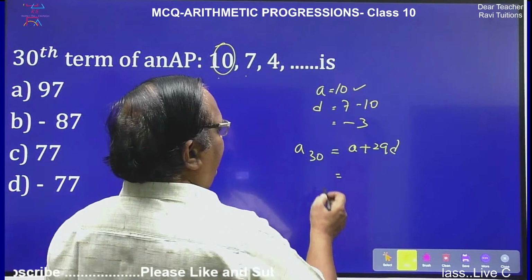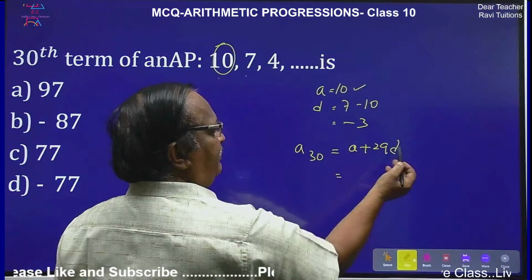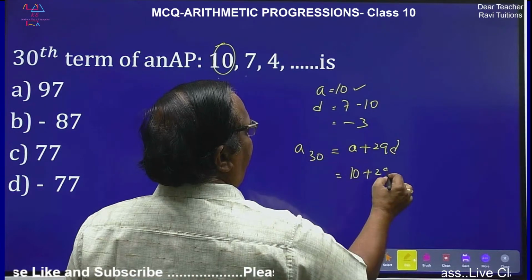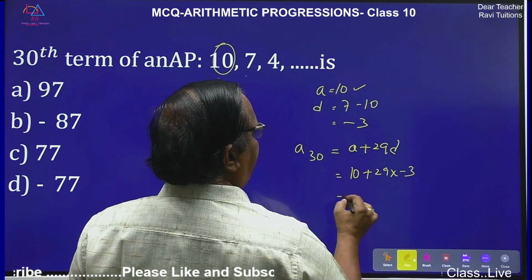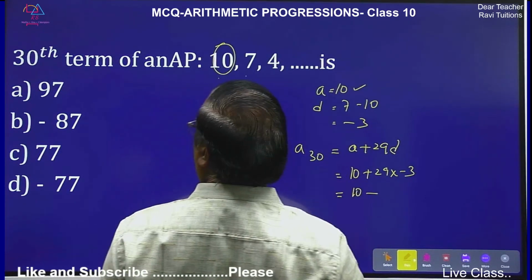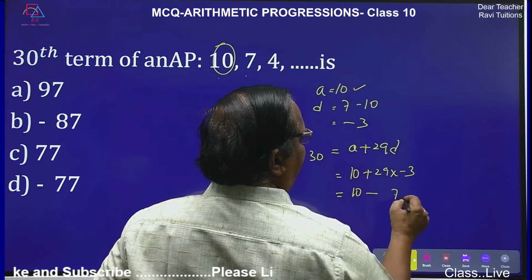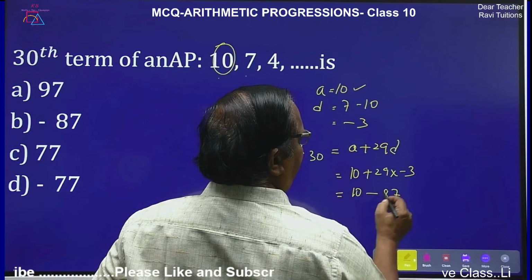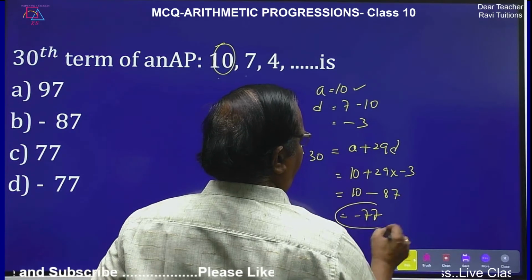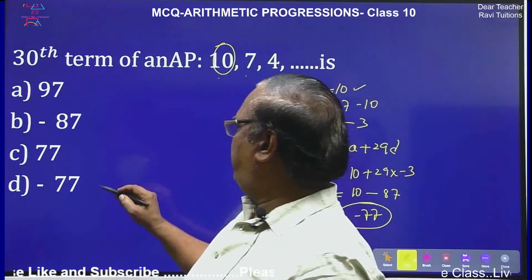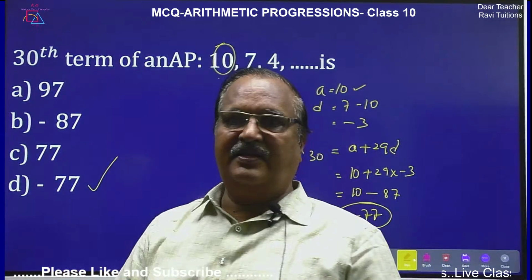So I am writing directly. A30 means A plus 29D. Now put the values. So 10, 29 into minus 3. So 10 minus 3 9s are 27, 3 2s are 6, 87 is equal to 77. 77 is the answer. So minus 77 is the answer.